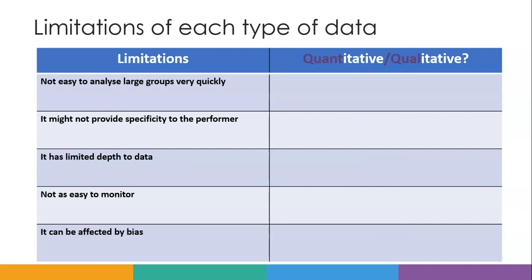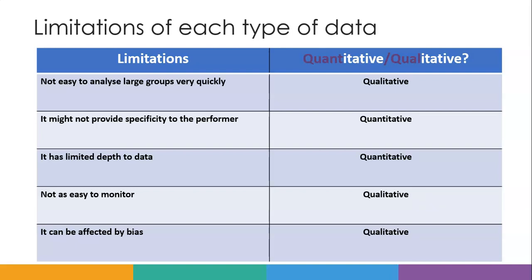So this leads on very easily to the limitations of each type of data, and having done the last task there, this should be much easier. So pause the slides here and write down in the right hand column whether you think these limitations are quantitative or qualitative. It's again not easy to analyse large groups very quickly. It might not provide specificity to the performer. It has limited depth to the data. It's not as easy to monitor, and it can be affected by bias. So pause the slide, write down in the right hand column what you think.